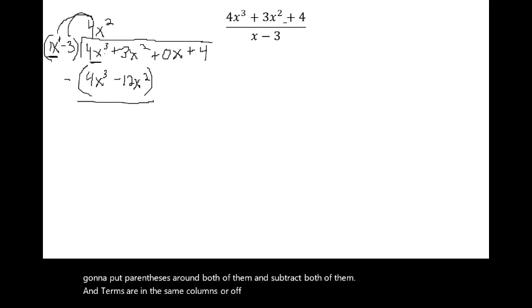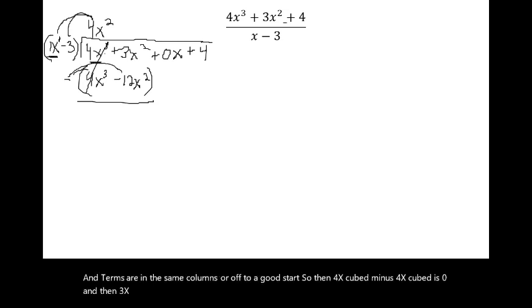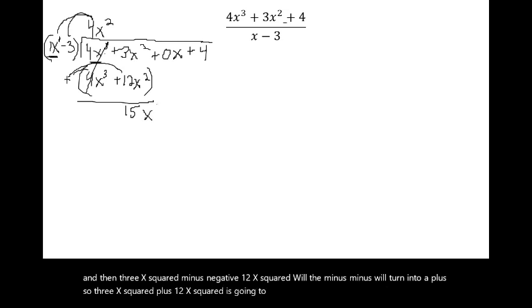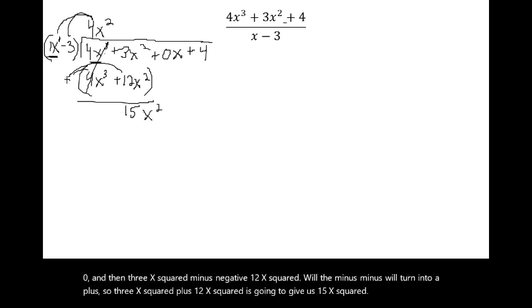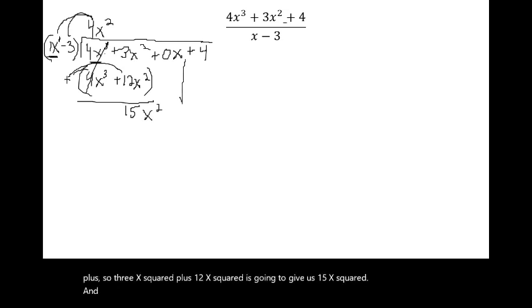So then 4x cubed minus 4x cubed is 0. And then 3x squared minus negative 12x squared. Well, the minus will turn into a plus. So 3x squared plus 12x squared is going to give us 15x squared. And then yes, you do need to bring down the plus 0x because you need to make sure that like terms remain in the same column.